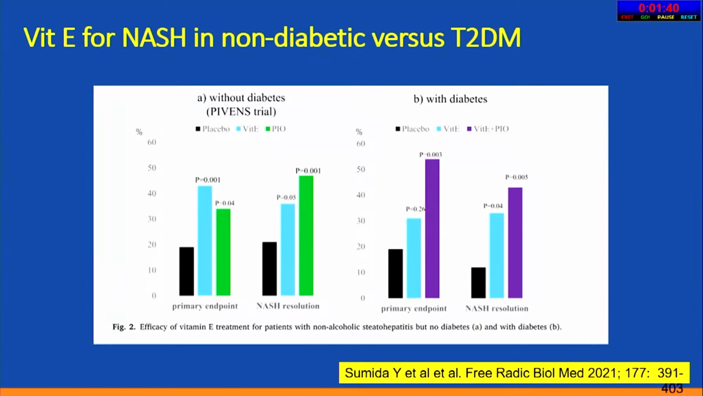If we compare the PIVENS trial, which was in fatty liver disease, where vitamin E was used along with pioglitazone in non-diabetic patients, as compared to the diabetic group, we can see here that the effect of pioglitazone plus vitamin E was significantly higher in the diabetic group. So the result of this slide is showing that in the non-diabetic population, vitamin E alone may have effect, but in the presence of diabetes, a combination of vitamin E plus pioglitazone is likely to have good results.